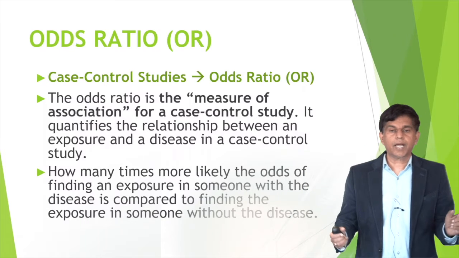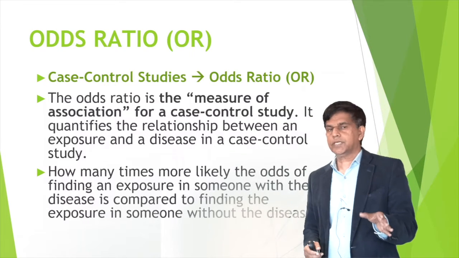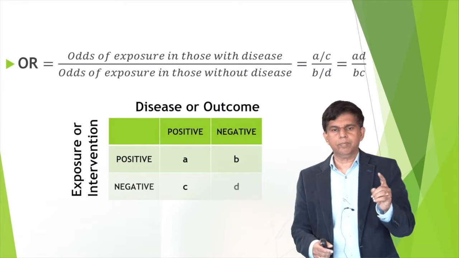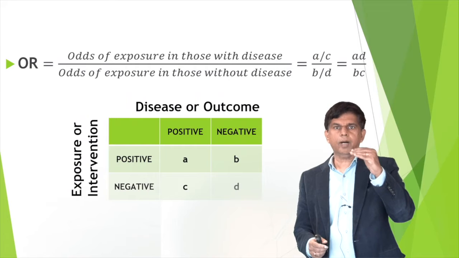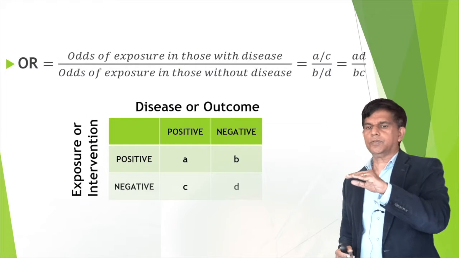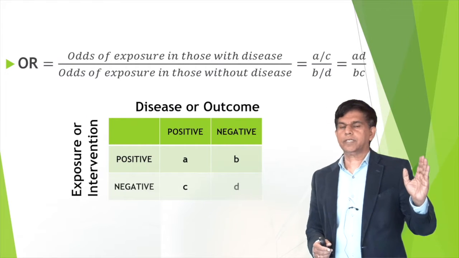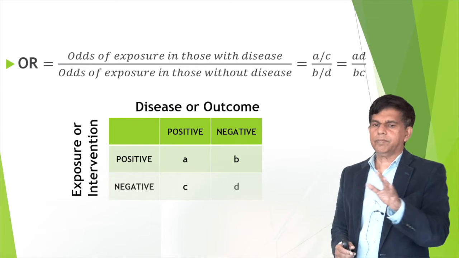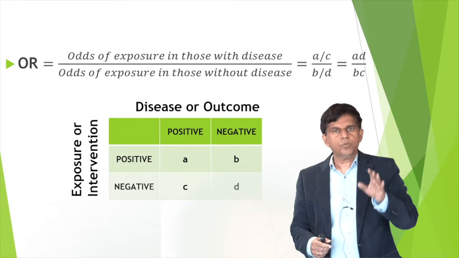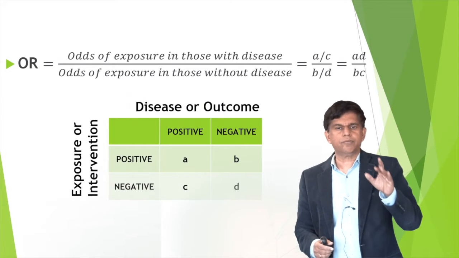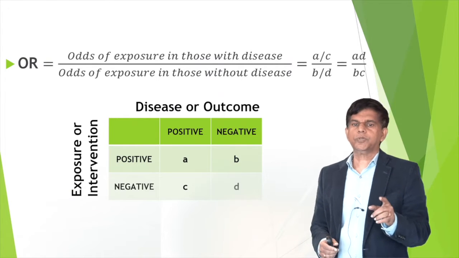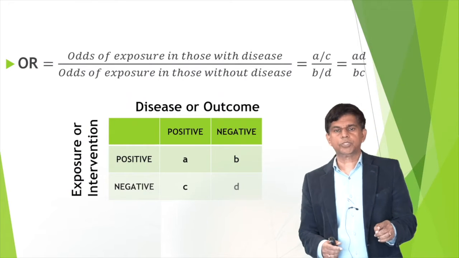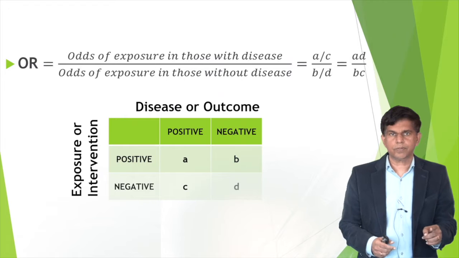What is the formula to calculate it? First thing you have to do is create a 2x2 table and label it. Disease outcome at the top, positive or negative, and exposure or intervention on the left side, positive or negative, and then you label them A, B, C, D. So what is our formula? The formula is odds of exposure in those with disease divided by odds of exposure in those without disease.